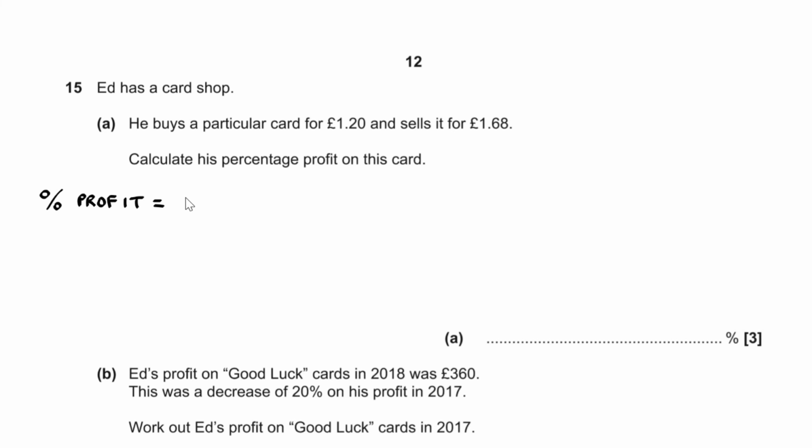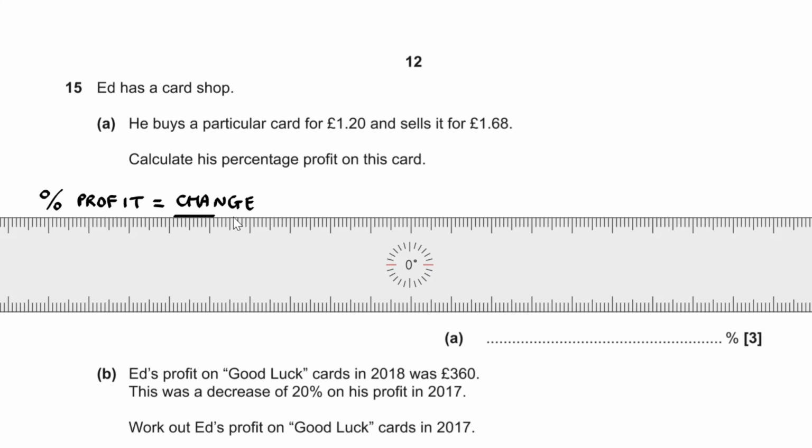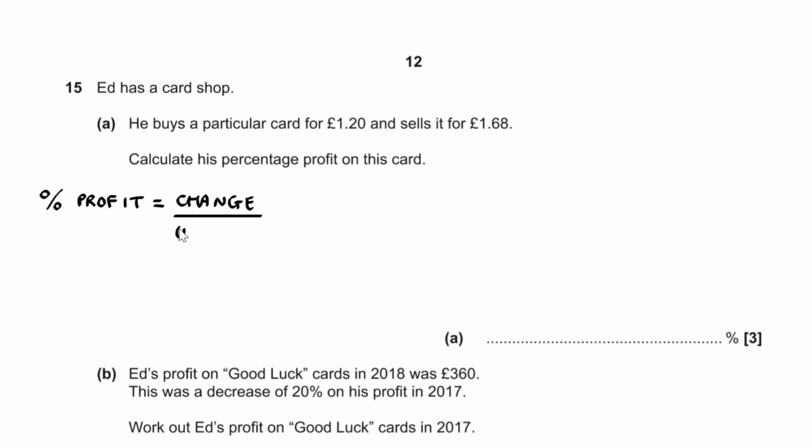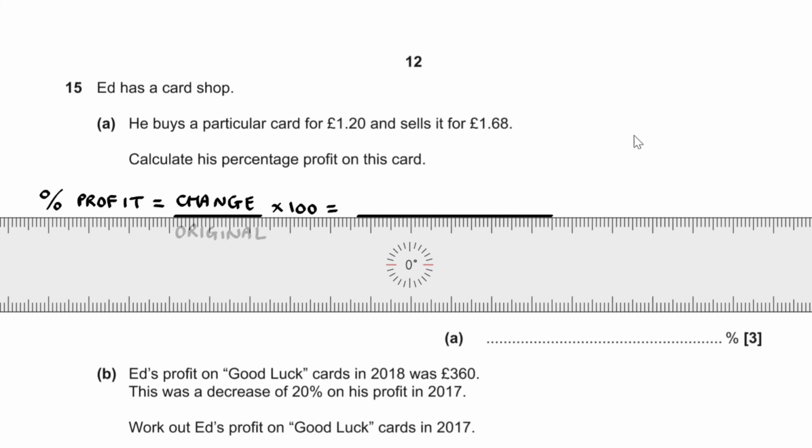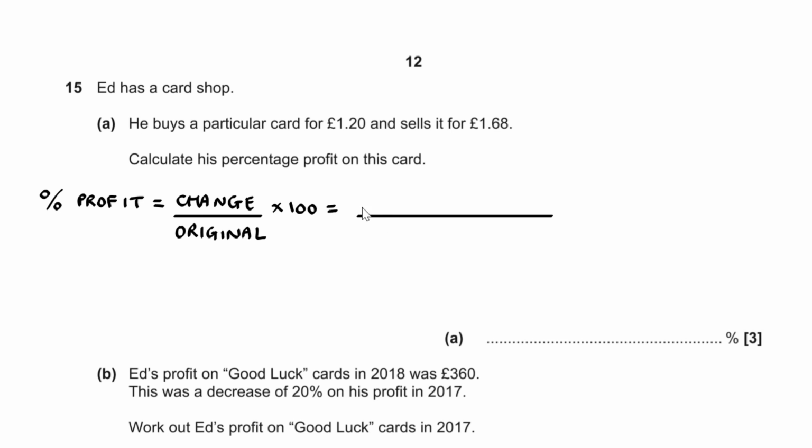this is equal to the change over the original multiplied by 100. So we've got the change over here being £1.68, take 1.20, and then our original is 1.20, and then we times all this by 100.